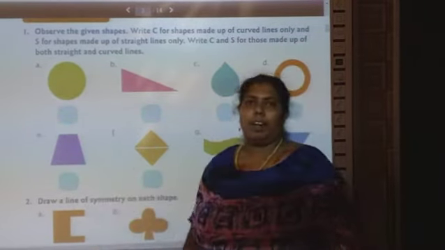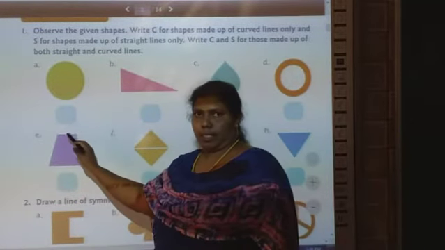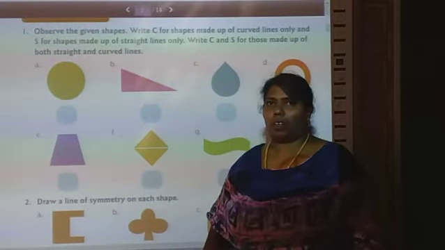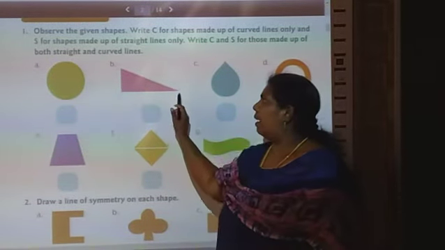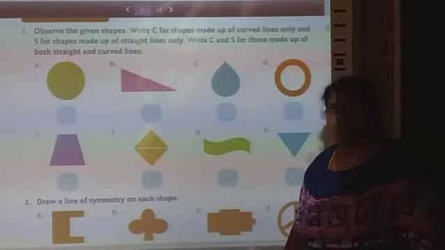Is this a curved line or a straight line? This is a curved line, right? So you have to put C, isn't it? Then this triangle: is this a curved line or a straight line? This is a straight line, isn't it? So you put S.